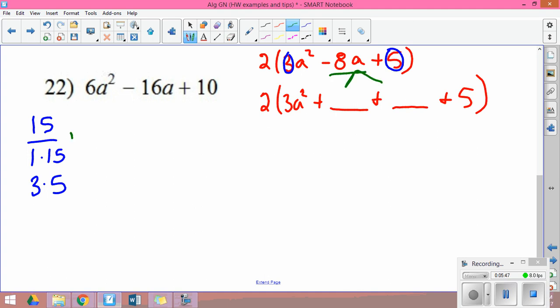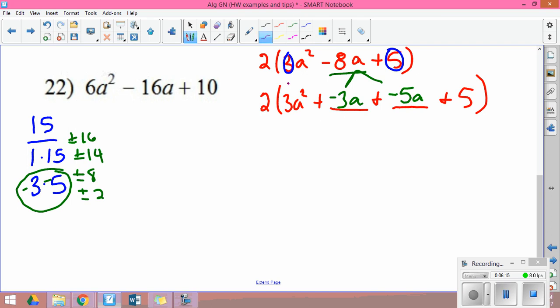Well, here I get plus or minus 16 or plus or minus 14. Again, if I do both negatives, both positives, or one of each. Here I get plus or minus 8 or plus or minus 2. Since I want that negative 8, if I have a negative 3 and a negative 5, I will make negative 8. Again, it will work no matter what order you put them in. So group the first two, group the second two, don't lose that plus sign in between, and don't lose that 2. That 2 has to stay out front.